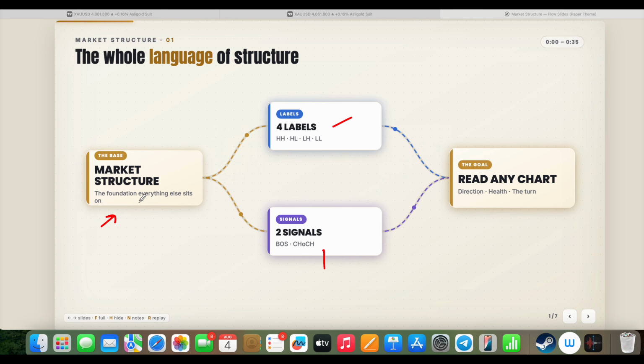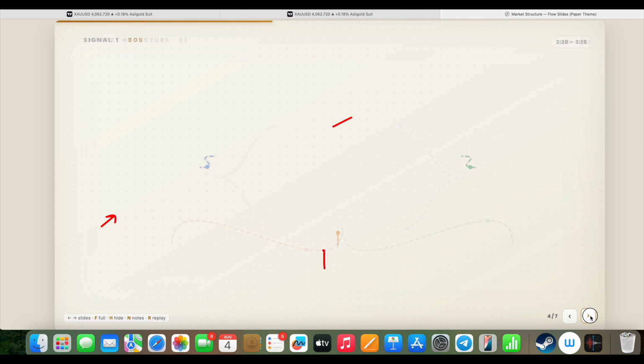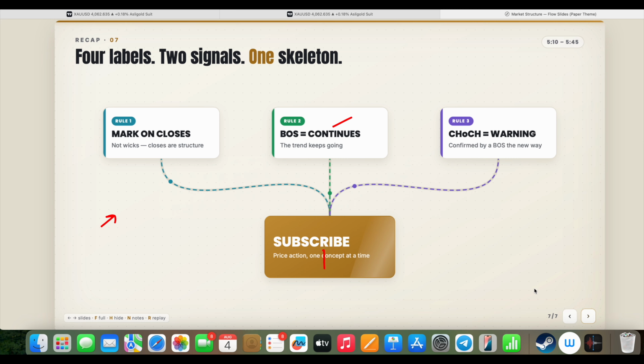So let's do a quick recap so it stays with you. You mark structure on the close, not the wicks. A BOS or break of structure means the trend is continuing. A CHoCH or change of character is your first warning that the trend might be turning. And a change of character is confirmed by a BOS in the new direction.